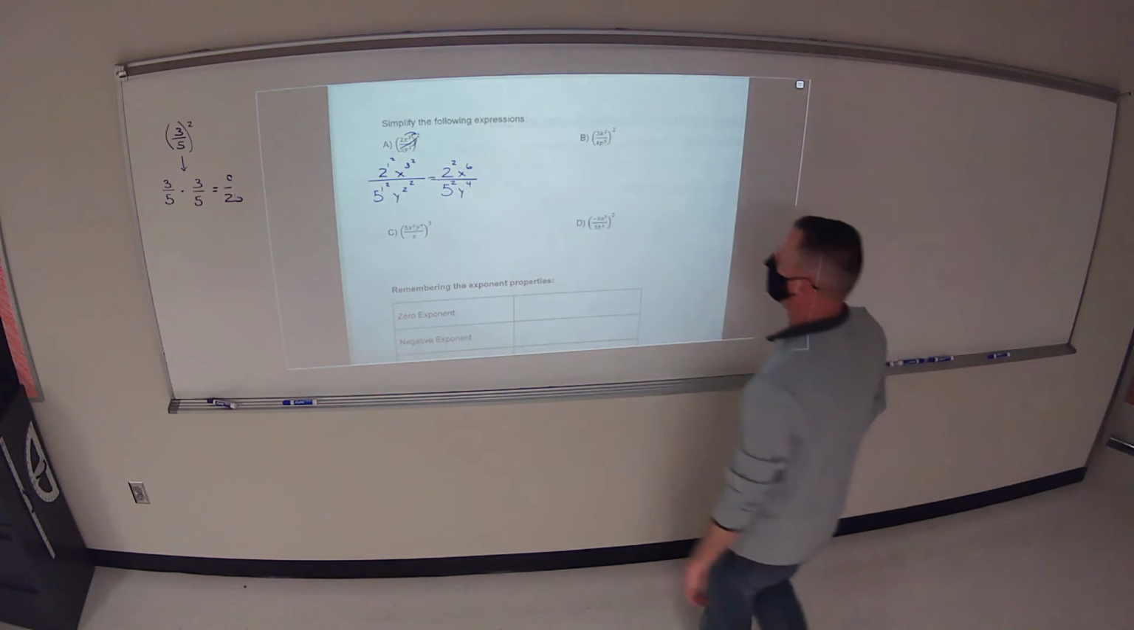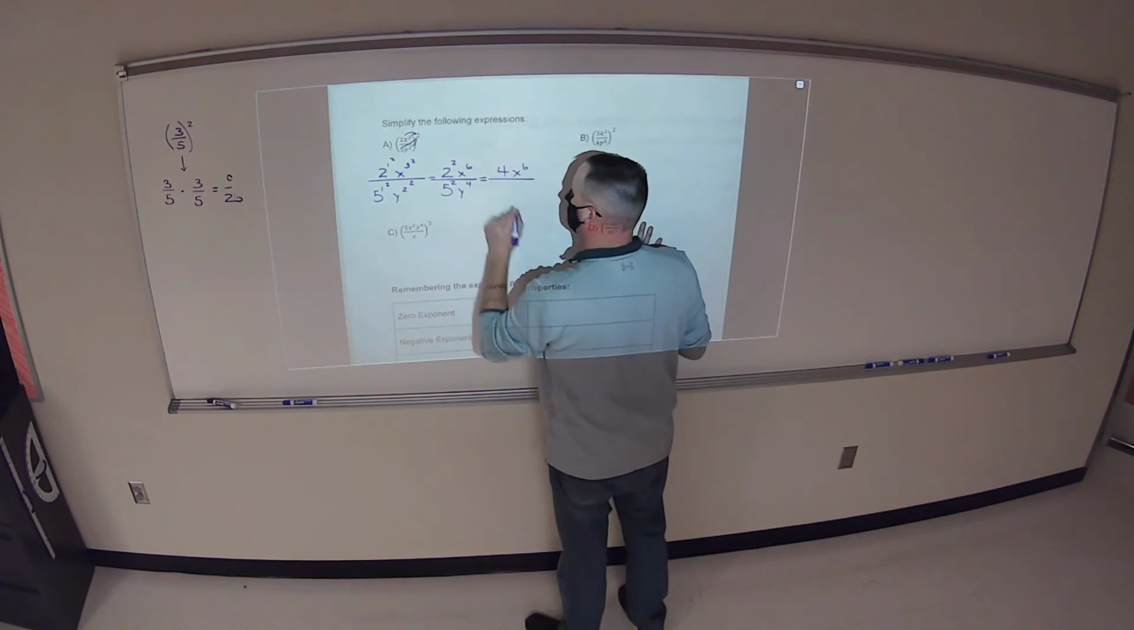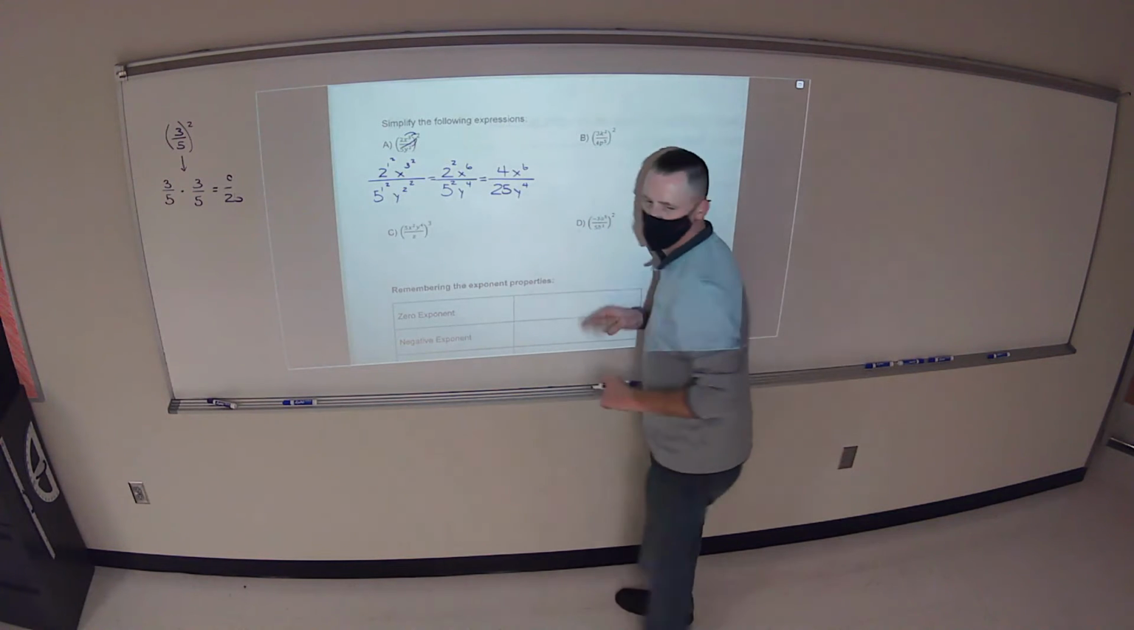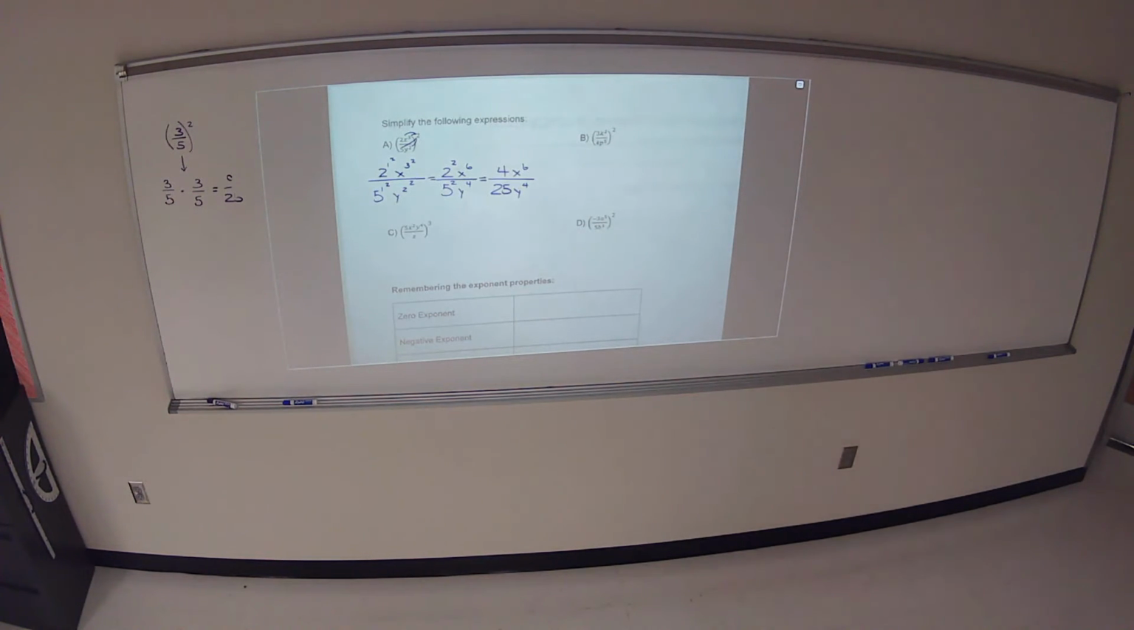What is 2 squared? 4. X to the 6th over 25 y to the 4th. Do I have any zero, negative exponents, or like bases? No.